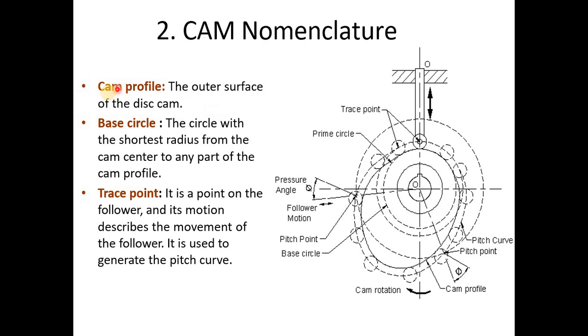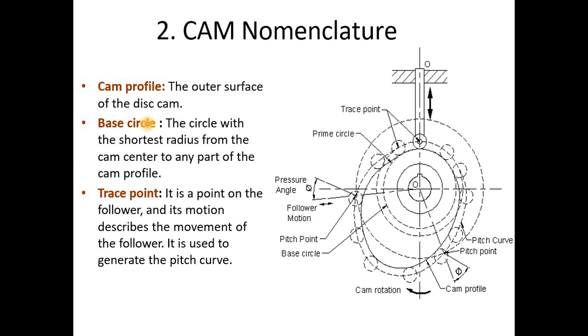So this is the outer surface of the disc or cam. Look at this, this is the roller follower, which is in contact with this particular cam. This is the cam and this is the follower. So whenever a roller follower and cam are in contact with each other, the point of contact on the outer surface of this disc cam traces a path, what we call a cam profile.